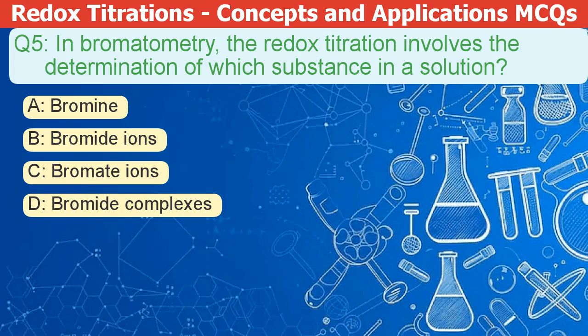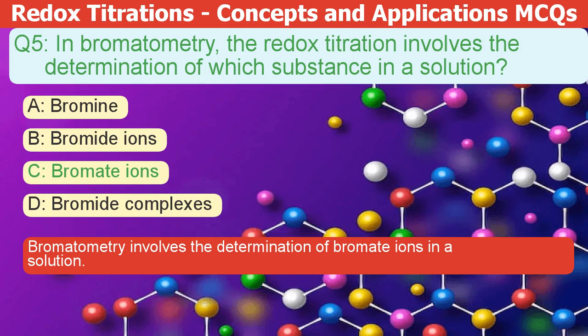In bromatometry, the redox titration involves the determination of which substance in a solution? A. Bromine. B. Bromide ions. C. Bromate ions. D. Bromide complexes. The correct answer is C. Bromatometry involves the determination of bromate ions in a solution.